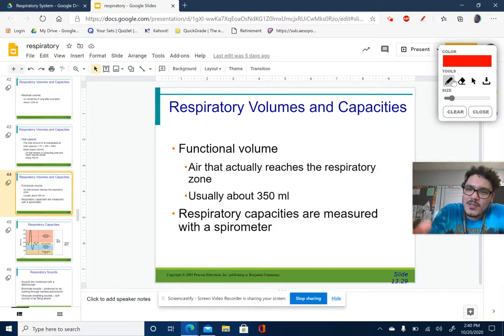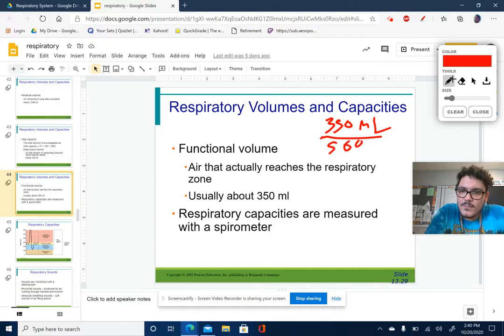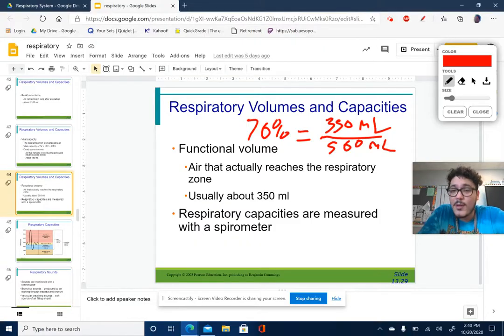So 350 mils are going to be how much functional volume. But we breathe in roughly 500 mils in a casual normal breath, which is your normal breathing. If you do the math for that and you convert that to a percentage, that gives us about 70% efficiency. So that means that with every breath, casual breathing, inspiratory breathing, so harder breathing, you take into your blood roughly 70% of what you're breathing, which is pretty effective.